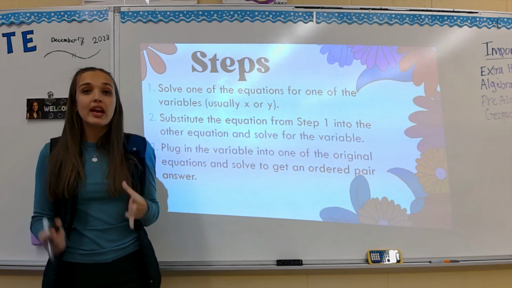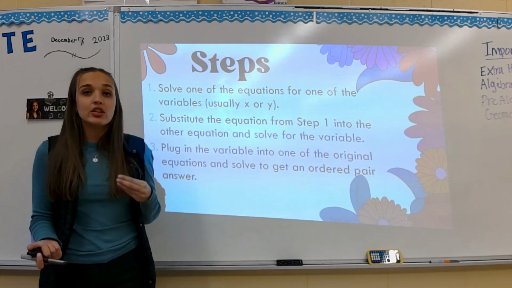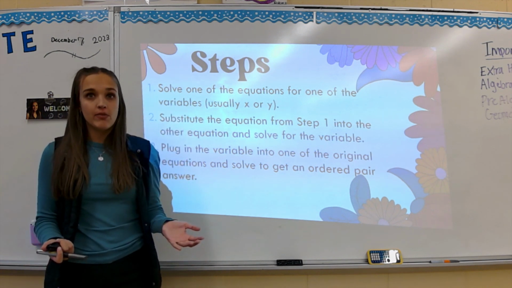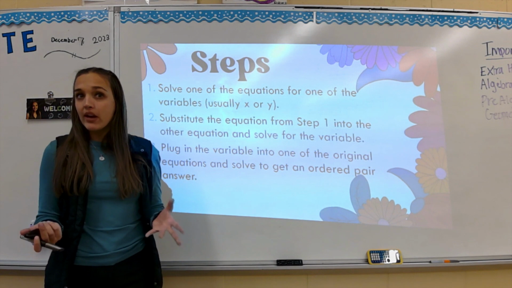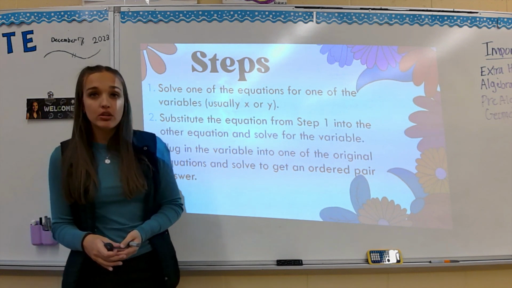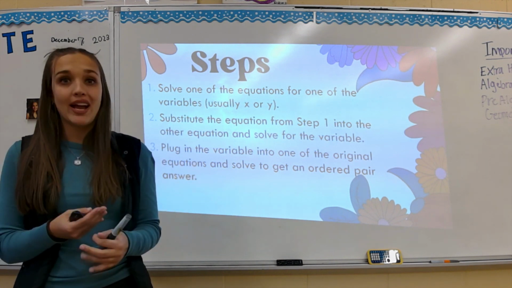So there's going to be one variable now. You're going to solve for it. Once you solve for it, you're going to take that answer, plug it into one of the original problems, and solve for the other variable. We'll then get an ordered pair point, and that's our solution. We have our x, we have our y, that's going to be our solution to the system. That's where those two lines intersect.